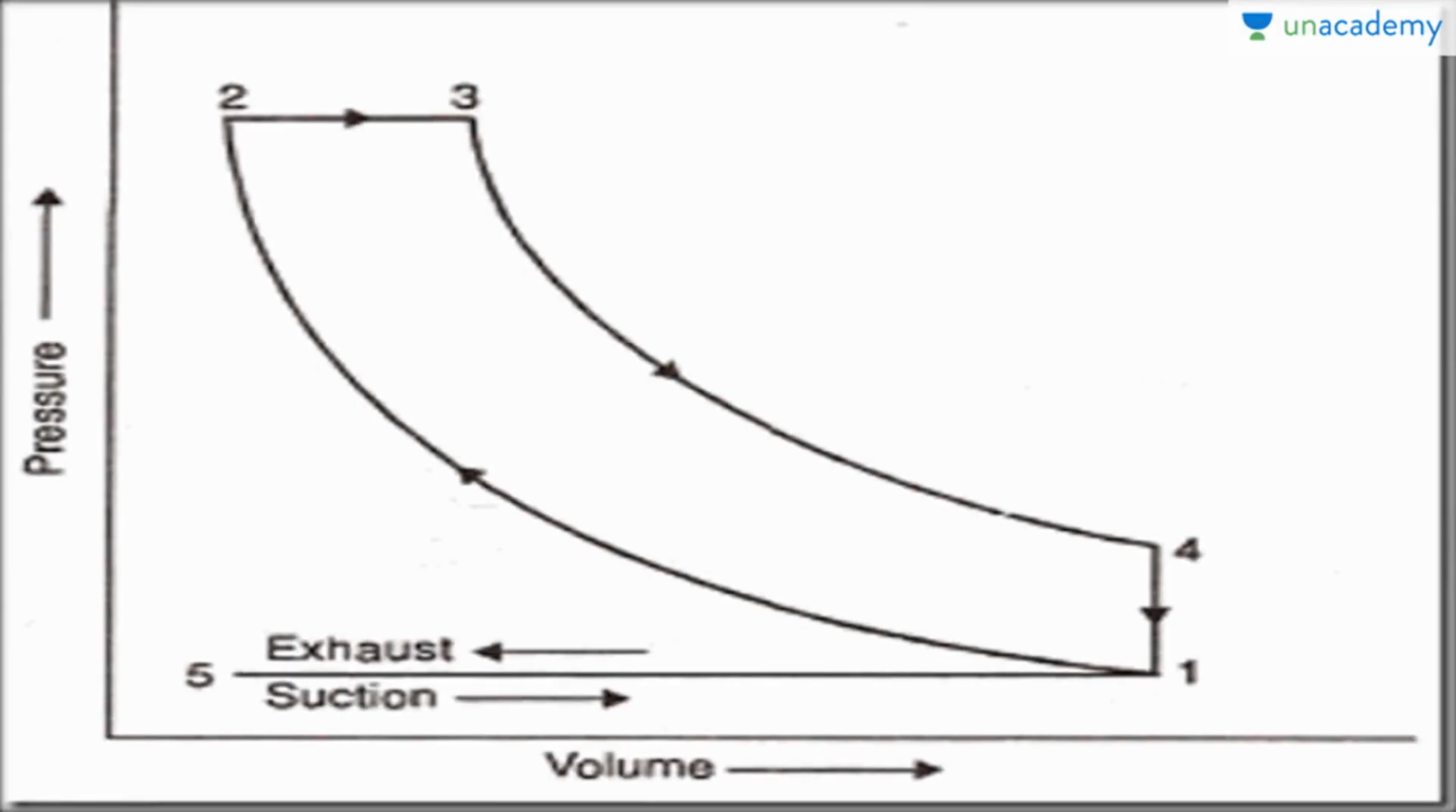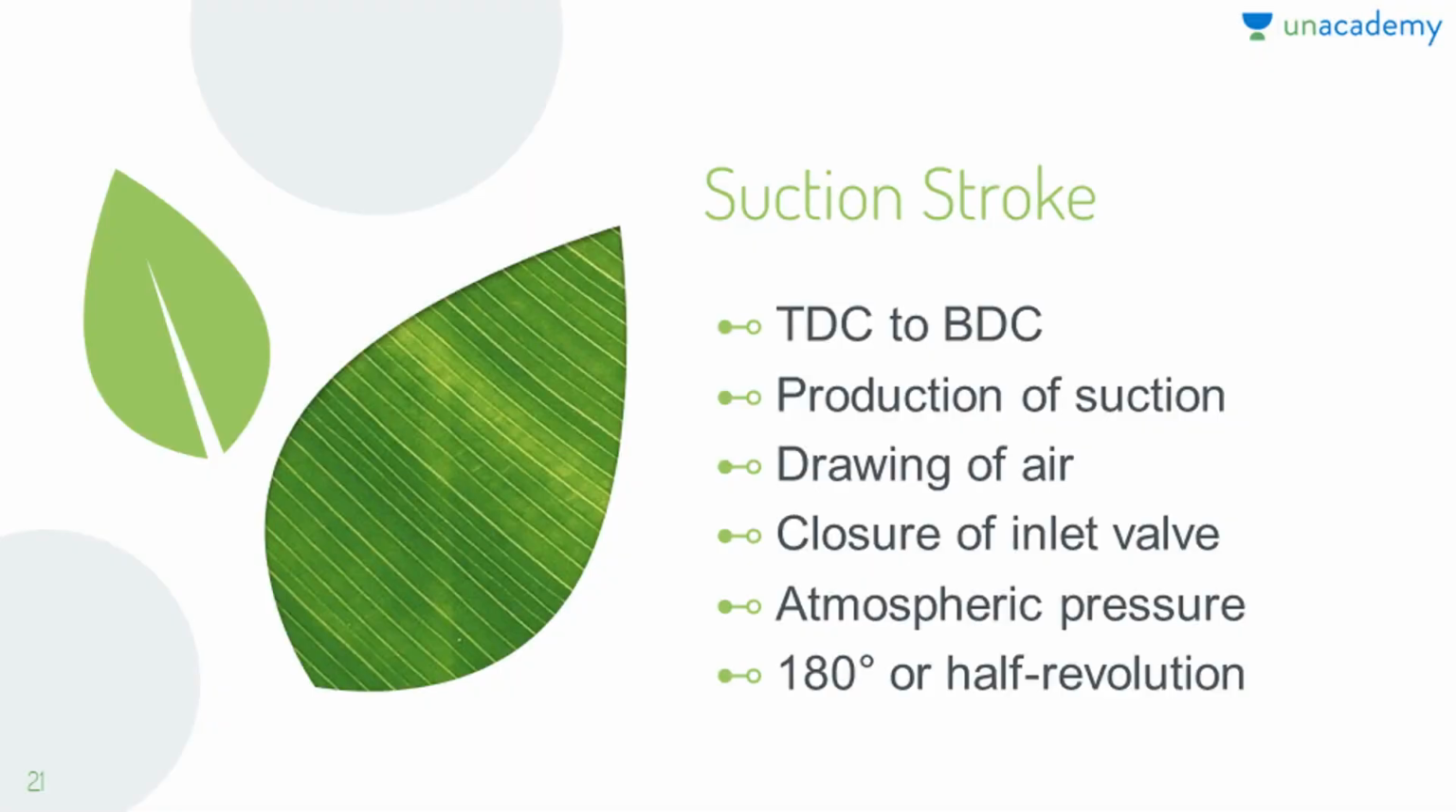So this is the PV diagram for the 4-stroke diesel engine. At the beginning of the suction stroke, the piston is at the top dead center and is about to move towards the bottom dead center. At this instant, the inlet valve is open and the exhaust valve is closed. The downward movement of the piston produces suction or partial vacuum in the cylinder, due to which air from the atmosphere is drawn into the cylinder through the inlet valve.